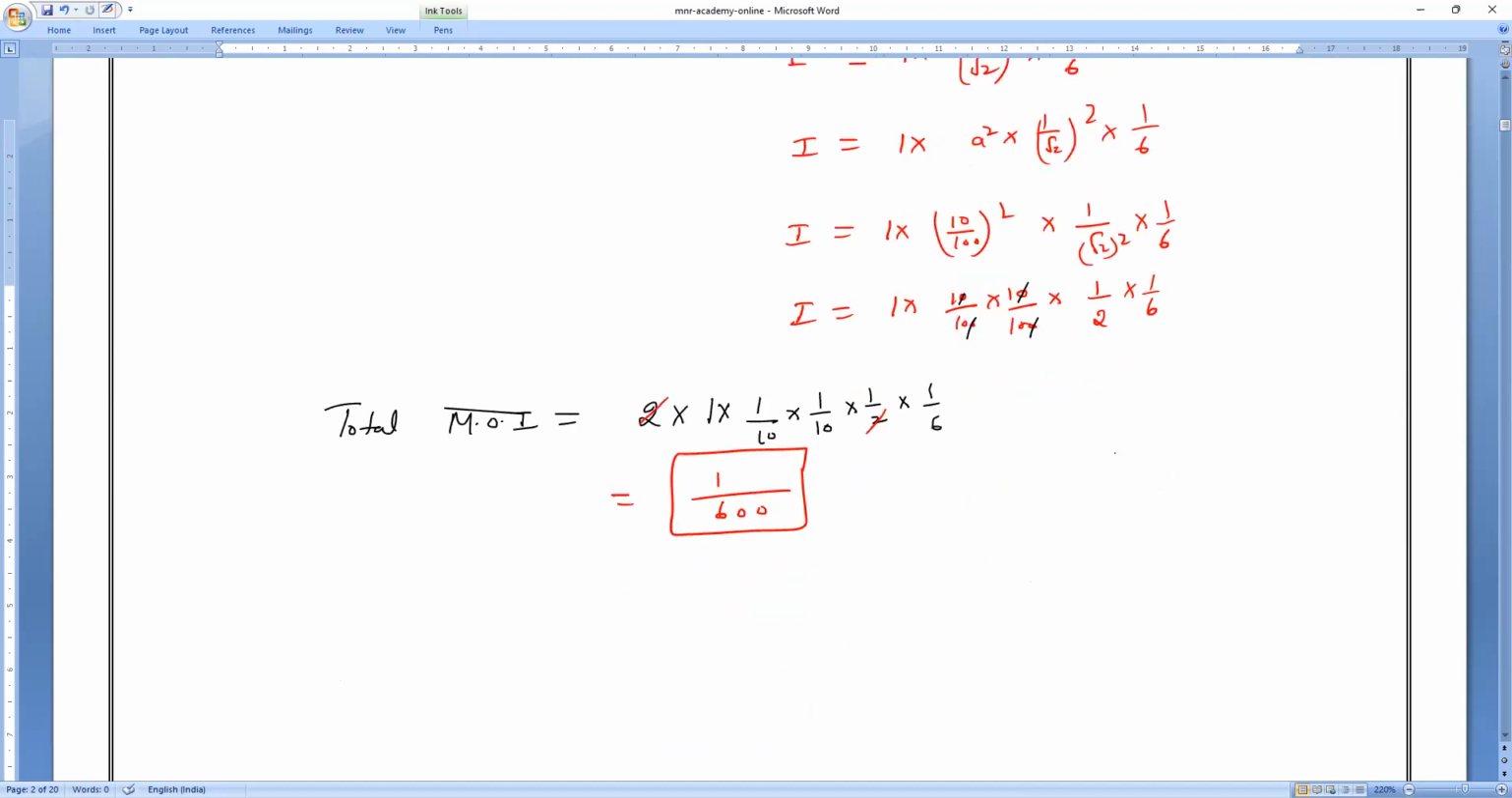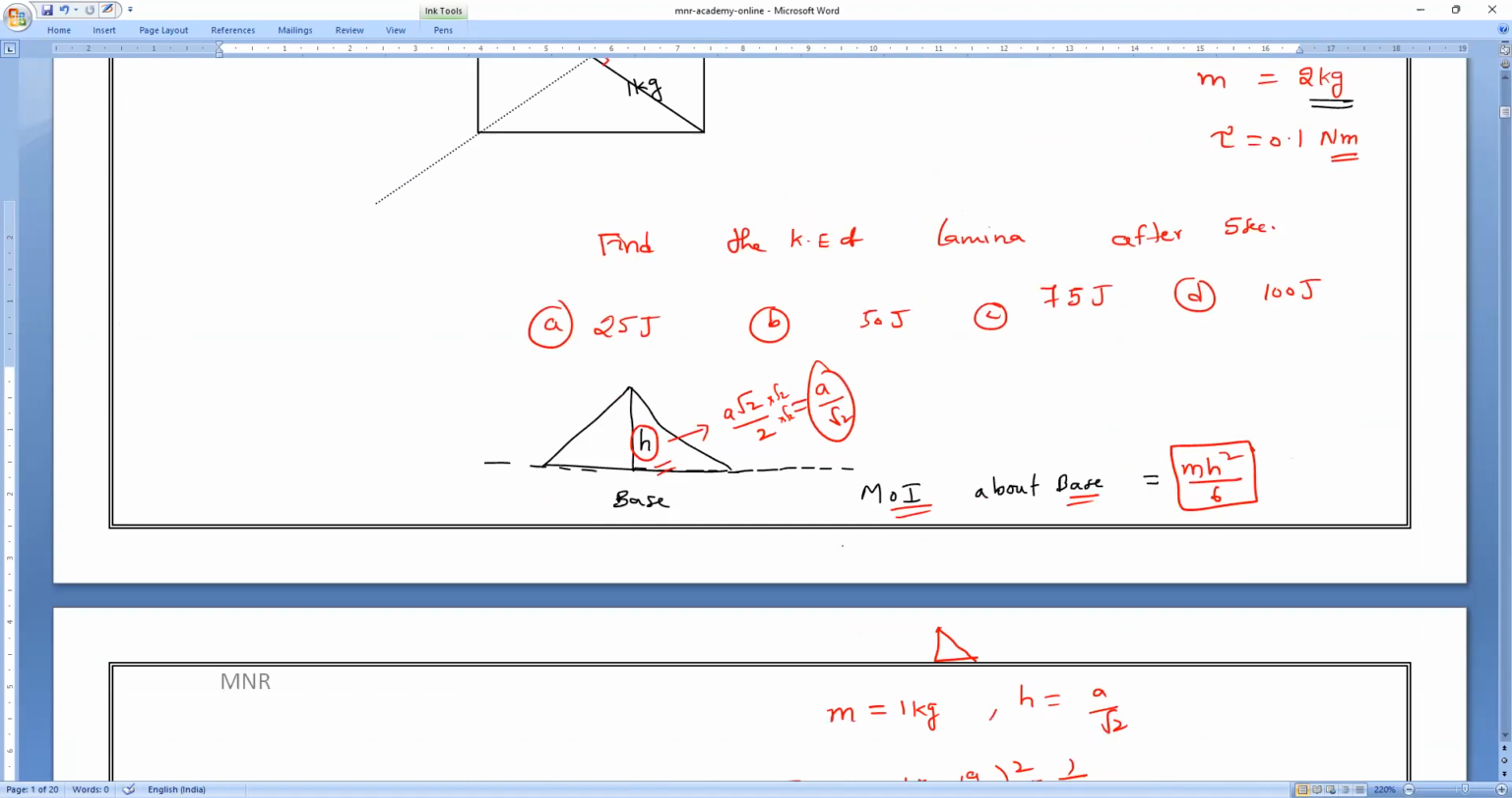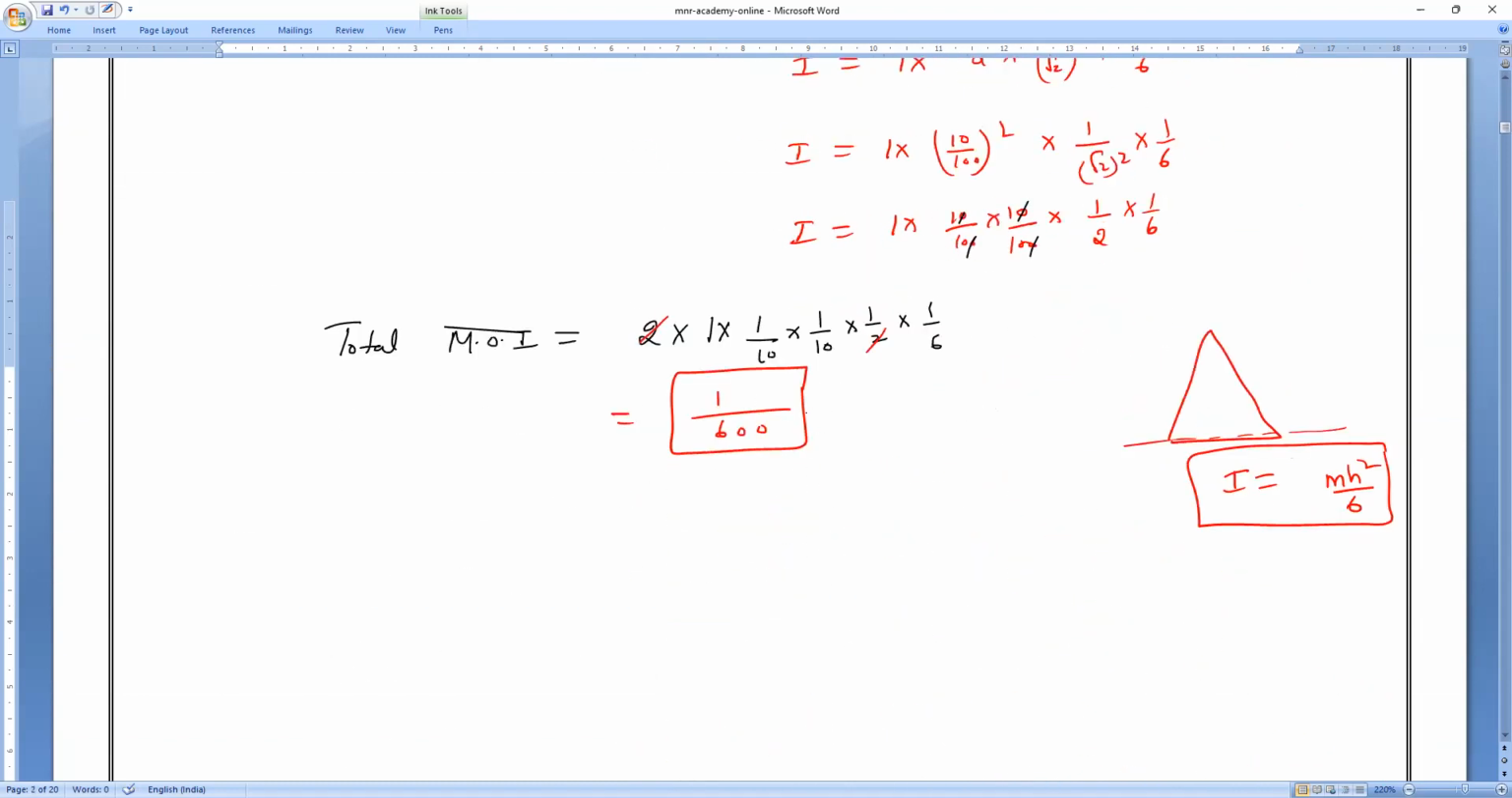So please remember, the moment of inertia of a triangle about its base is I equal to mh square by 6. That is the formula which you have to remember. I am separating this square lamina into two triangles. About the base I am taking the moment of inertia and making it double, as two triangles are there. So the moment of inertia of the two triangles will become 1 by 600.